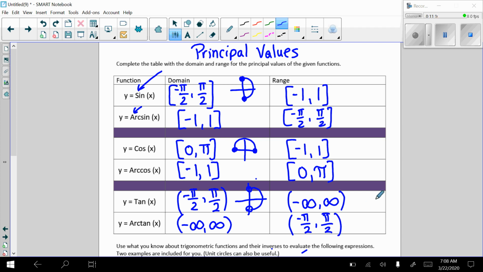Okay, so very important that you notice that these have parentheses because the endpoints are not included. And these cosine and sine and their inverses include the ends of the domain.